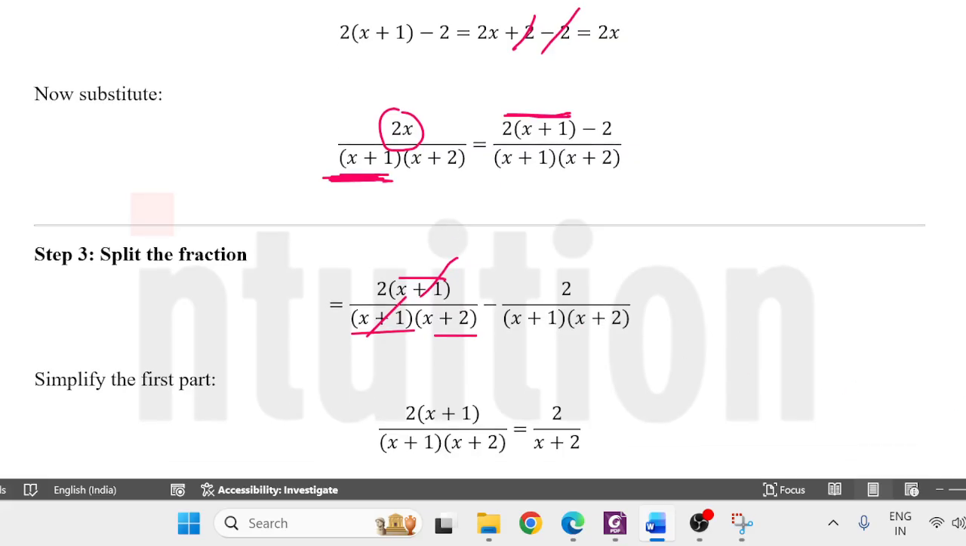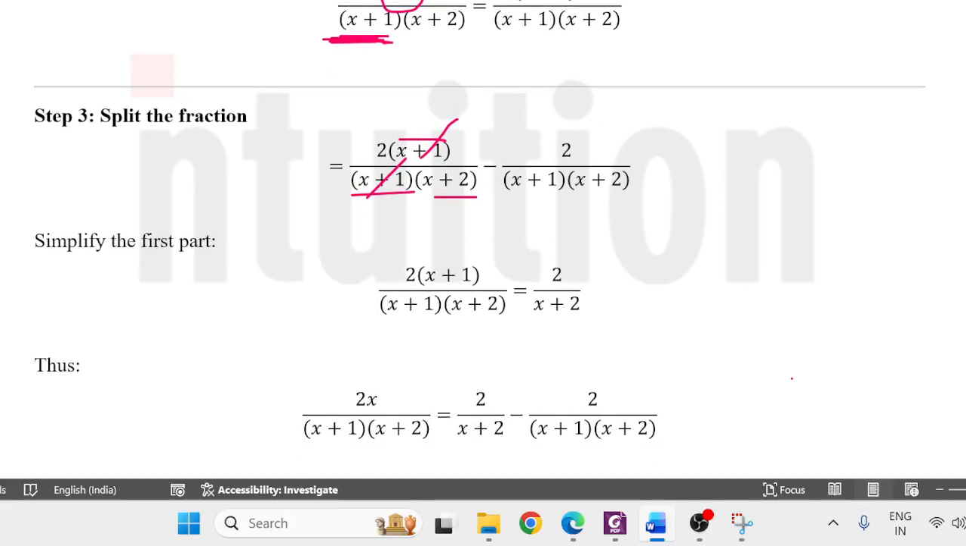So you get how much? 2 divided by x plus 2. I wrote it like this. Am I right? Here the split is 2 times x plus 2, so it will become 2 by x plus 2 minus 2 times (x plus 1) into (x plus 2).